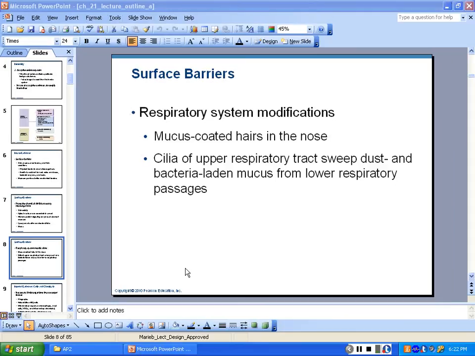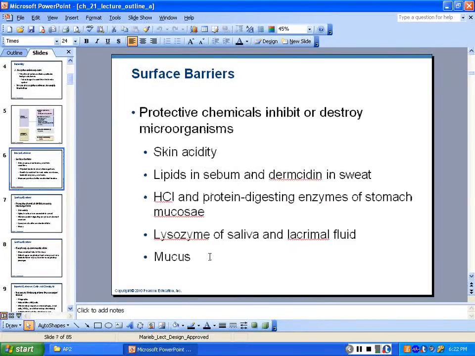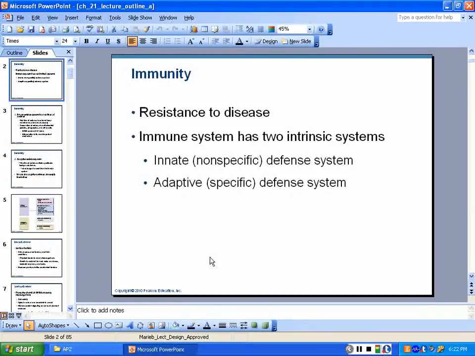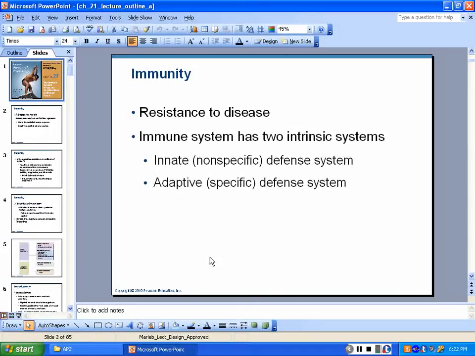How many parts to the immune system? Two parts. What are they? Specific and nonspecific, and we always start with nonspecific immunity. Nonspecific immunity is the kind of immunity that basically tries to fight against anything. That's why it's called nonspecific. It does not need to know what it's fighting.